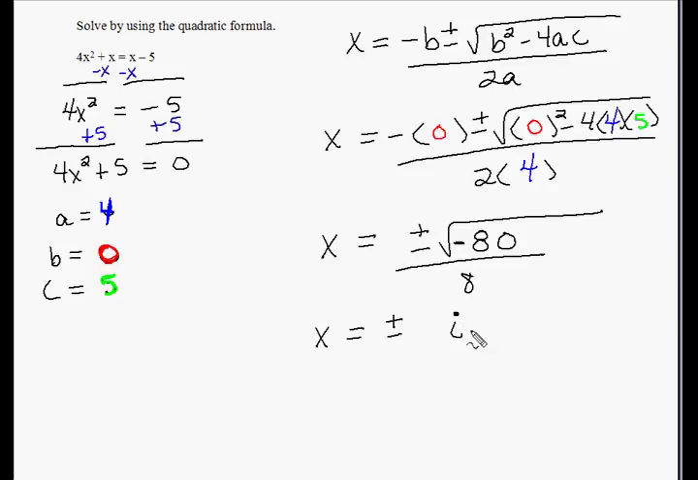square roots of, but 80 breaks down. 2 times 2 is 4, times 2 is 8, times 2 is 16, times 5 is 80. So we can take out 2 2's, which is the number 4, leaving a 5 inside the radical, and still dividing by 8.